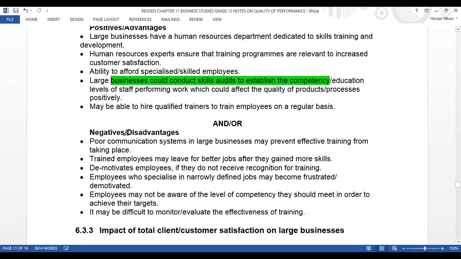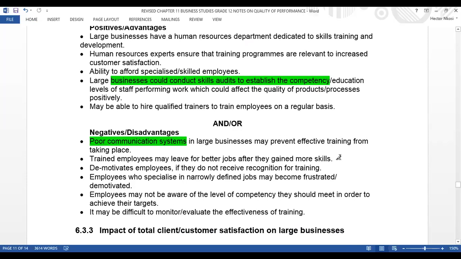Let's look at the bad things when it comes to your continuous training. What are the negative things about continuous training and education? Poor communication system in large businesses may prevent effective training from taking place. Very, very important. We know, because in a large business, there is poor communication, guys. Let me explain to you.